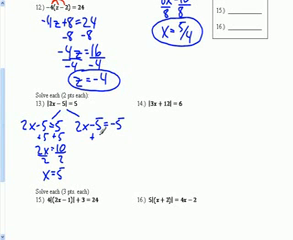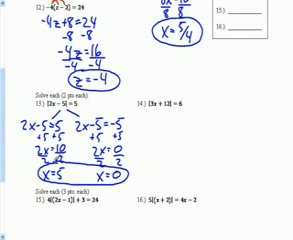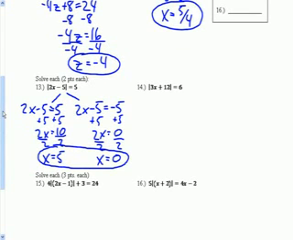Now I got to do the same thing over here. I add 5 to each side, so I get 2x equals 0, divide each side by 2, and find out that x equals 0. So I have two solutions here, x equals 5 and x equals 0. And if I plug each of those back in, I find out that each of them works. Just do a mental check, make sure they work.